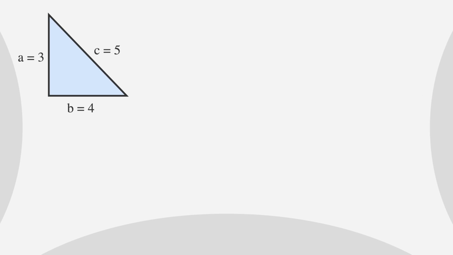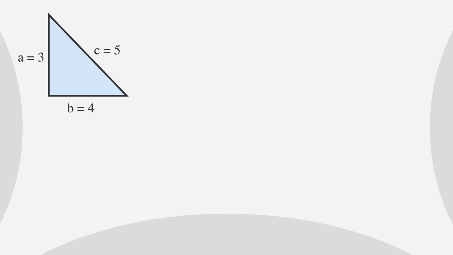We have two triangles, one with sides of 3, 4, and 5, and the other with sides of 3, 4, and 10. One of these could be a triangle in real life. The other couldn't. How can we tell the difference? Well, one follows the third side rule, and the other doesn't. Let's check the triangle on the left first.